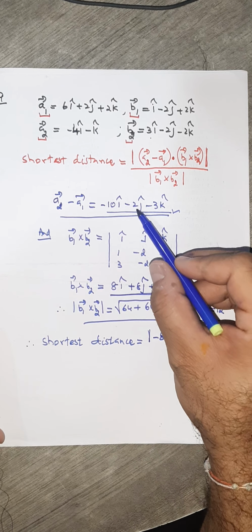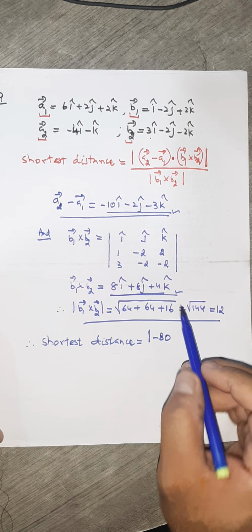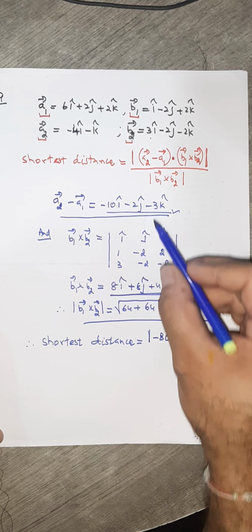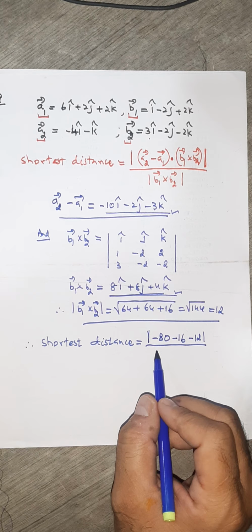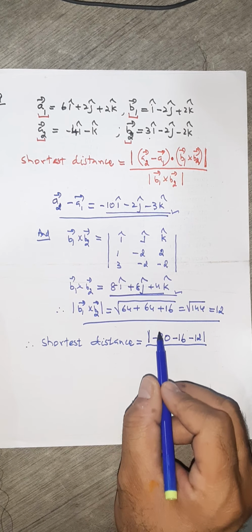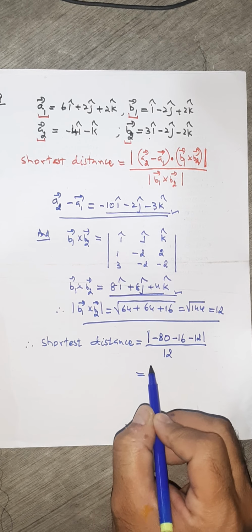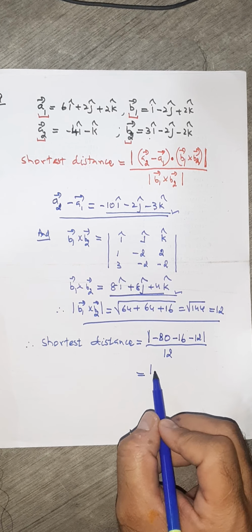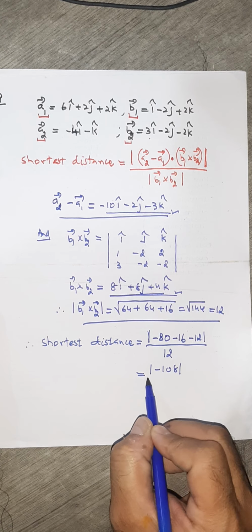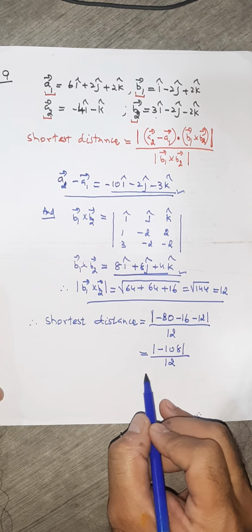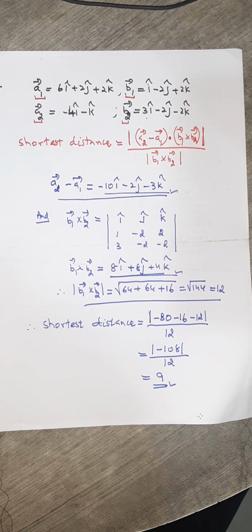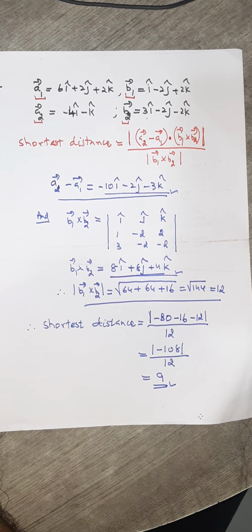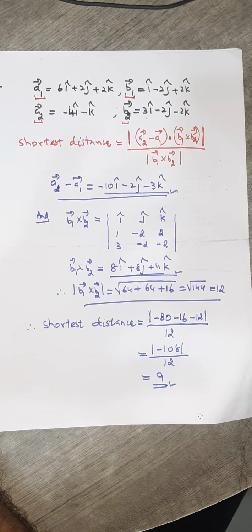Again here, minus 2 plus 8 minus 16 minus 3 plus 4 minus 12, upon the magnitude you already did, which is nothing but how much? 12. So this is minus 108 upon 12. So distance equals 9 here. This is the shortest distance between two lines. The only thing is, from a calculation point of view, you need to see carefully. There should not be any mistake, remember.